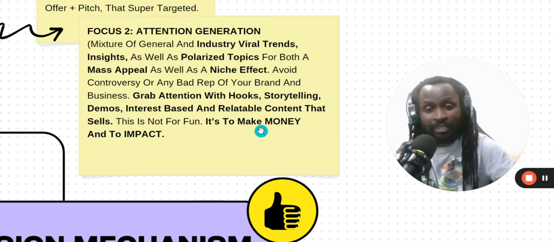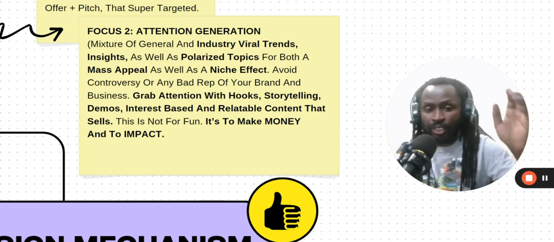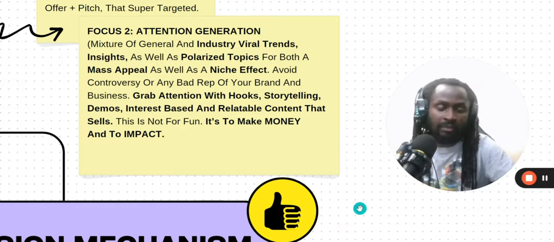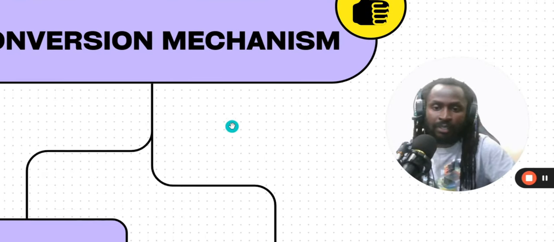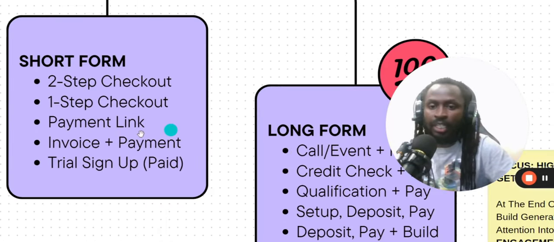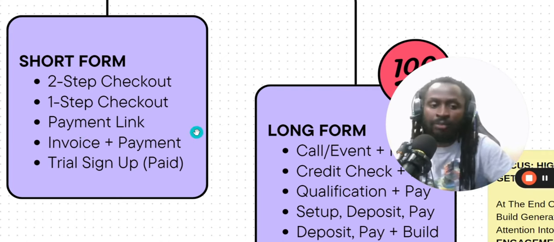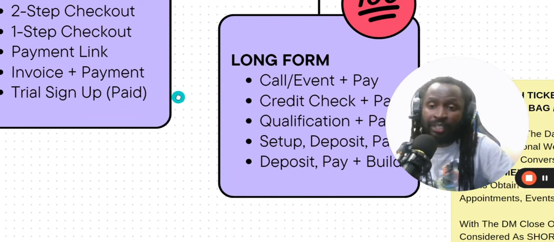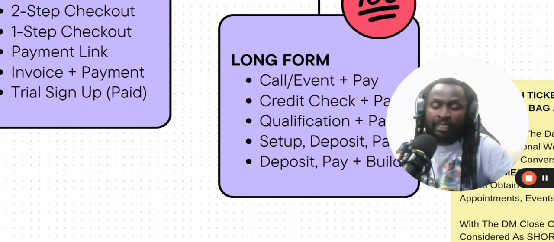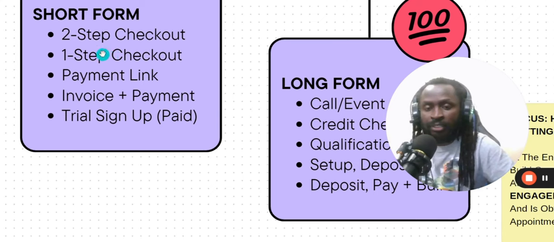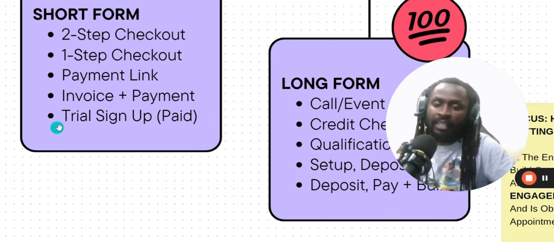So yeah, that was just a small part. So it's to make money and impact and more, whatever you want to put into it. So again, here with the conversion, short form and long form, you go through that, making sure that you have a great payment link. Short form of the conversion is two-step checkout, one-step checkout, payment link, invoice payment, trial sign up, but this is a paid trial, or beta sign up, whatever you're going to call it.